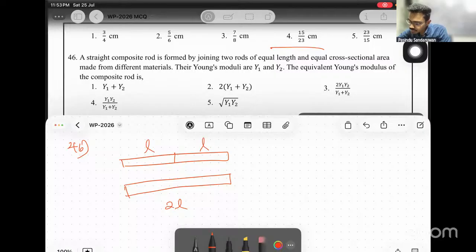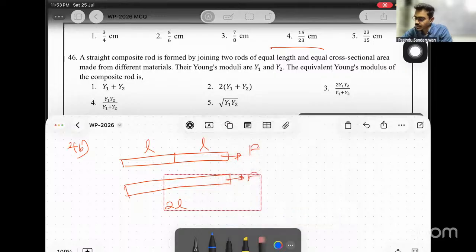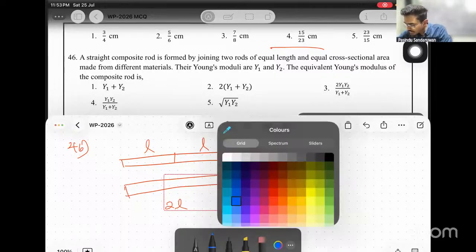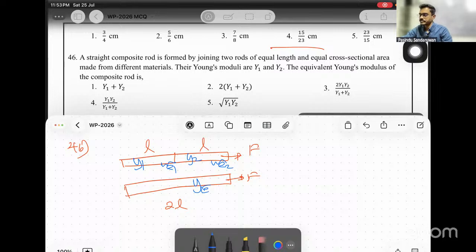So we know in series combination, forces are equal. Say this is F, this is also F for the equivalent. And extensions are different now. Forces are equal, but extensions are different. Then say extension of this one is E1 and extension of this one is E2. And their y's are y1 and y2 respectively, and equivalent y is, let's say, y.